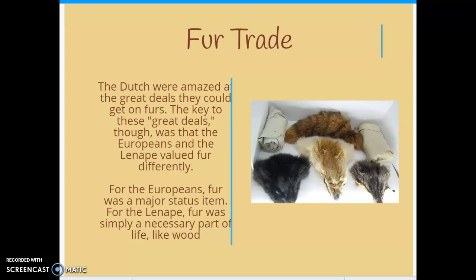So they used their fur a little bit differently, but the Dutch were like, hey, man, we're making a fortune off of this.